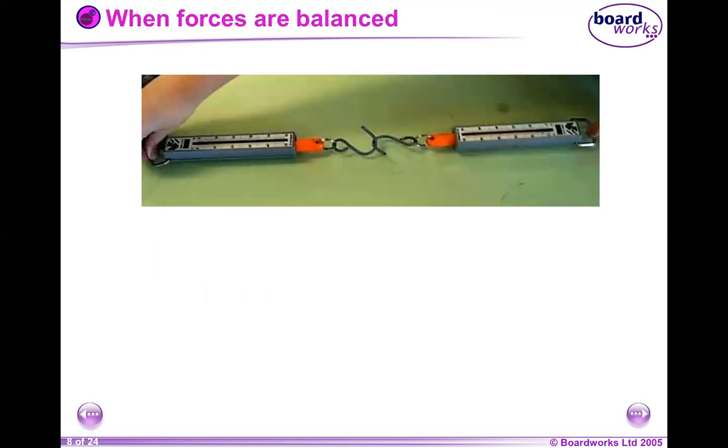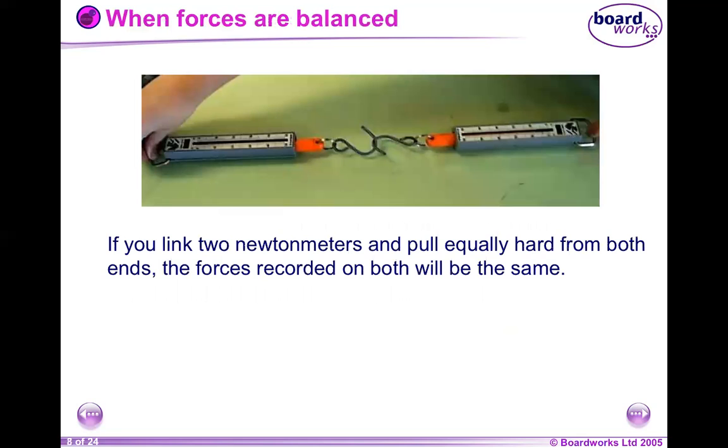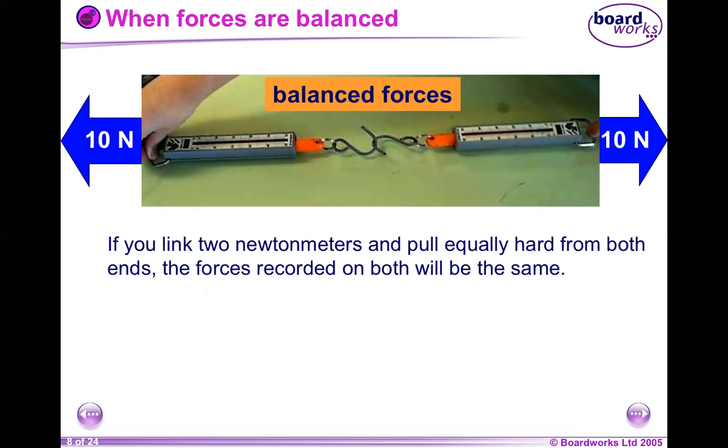When forces are balanced, this is what happens. Let's say I put 2 Newton meters, hook them together, and pull from the right and from the left using the same force. I pull equally hard. Let's say I use 10 Newton force, the forces recorded on both sides will be equal. So we call them balanced forces because they are equal in size, 10 Newton, 10 Newton.